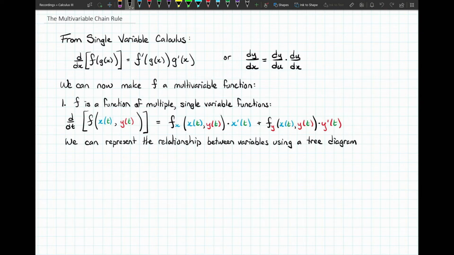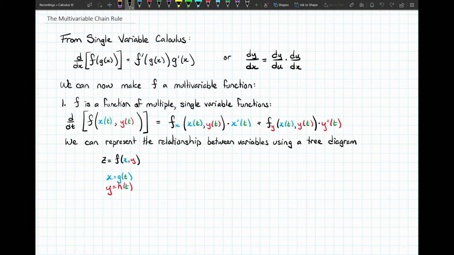A great way to represent this kind of chain is using what we call a tree diagram. Sometimes it helps to say maybe z is a quantity that depends on x and y. We can write z is a function of x and y, and x and y are quantities that depend on t, so they are functions as well. X is some maybe function g of t, and y is some function h of t, for instance.